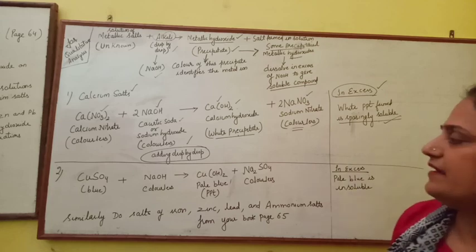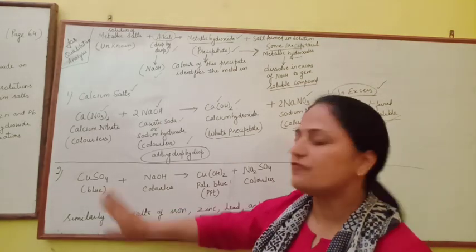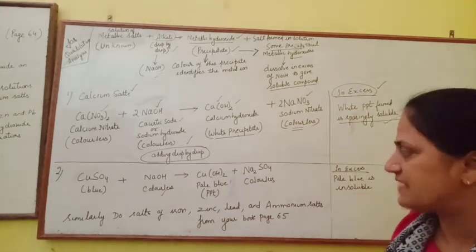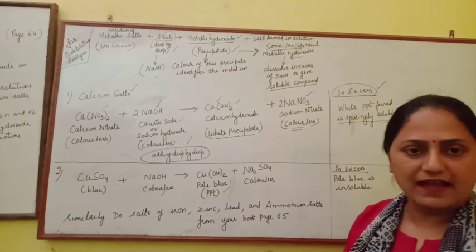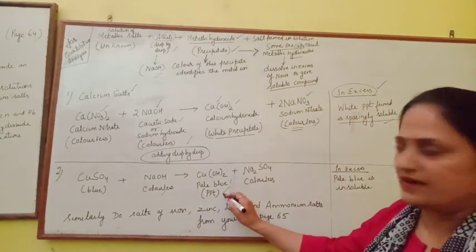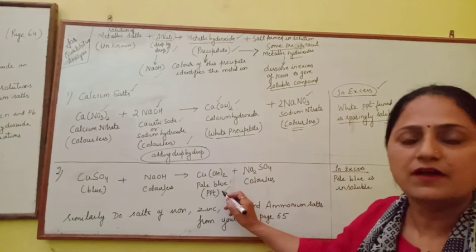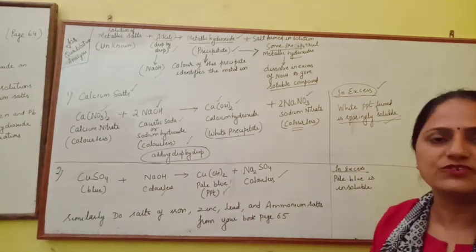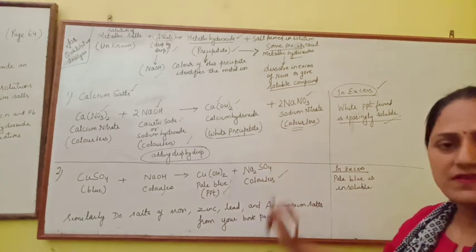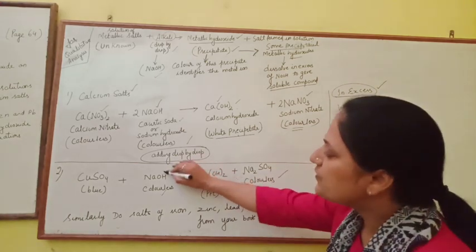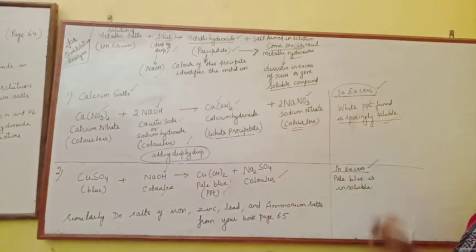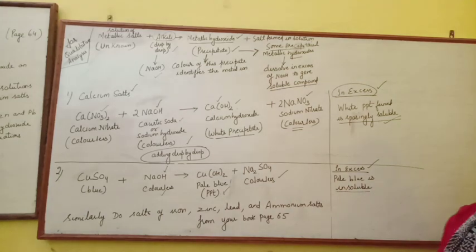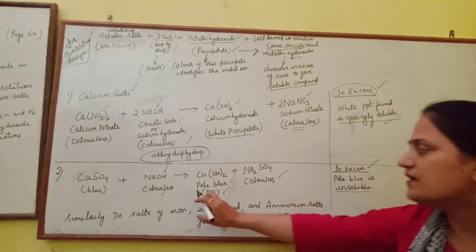Another example I am taking here is copper sulfate, which is of blue color, and when this colorless sodium hydroxide alkali is added, we get a precipitated metallic hydroxide, that is copper hydroxide, which is of pale blue color, and also the colorless salt solution, sodium sulfate. When sodium hydroxide is added in excess, what will happen? This pale blue precipitate is insoluble in excess of NaOH.